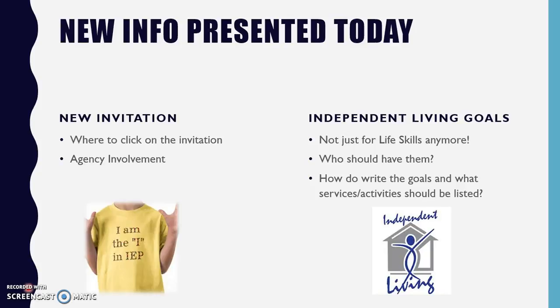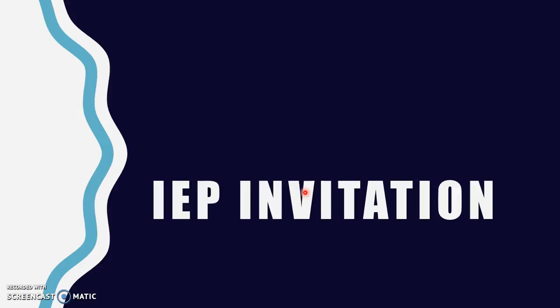Okay, so let's make sure everyone understands where to click on the invitation and how to add in agency involvement. Independent living skills are not just for life skills anymore, who should have them, and how do you write those goals with correct services and activities.